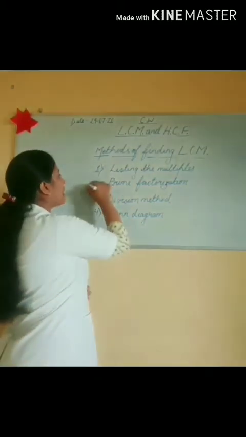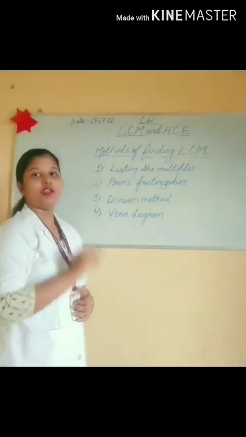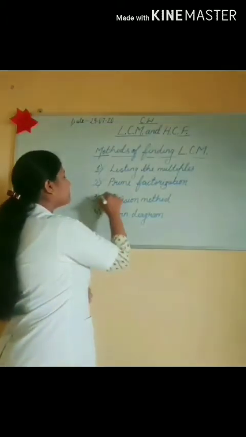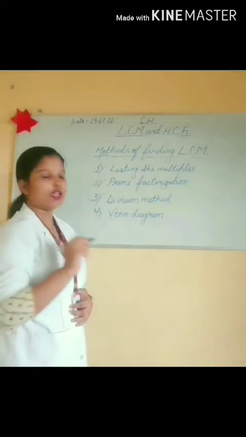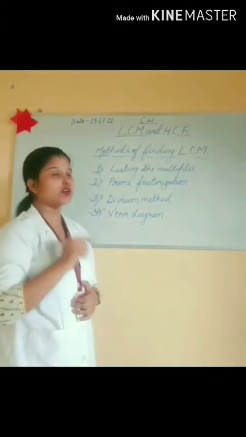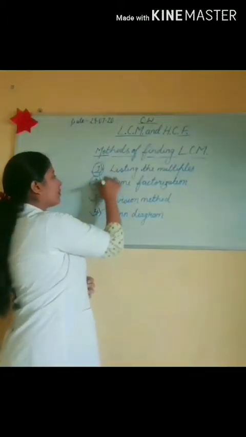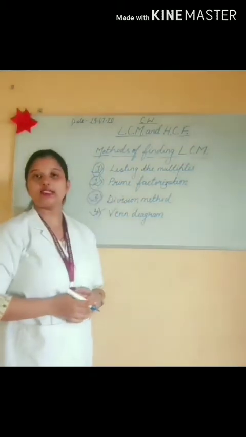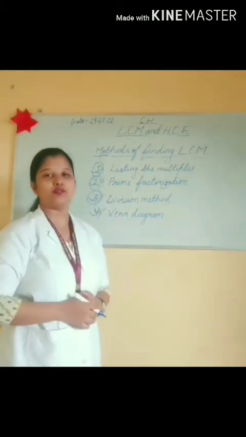Number 2 is prime factorization. Number 3 is the division method. And number 4 is the Venn diagram. In today's class, we will focus on these three topics. We will understand these topics one by one.